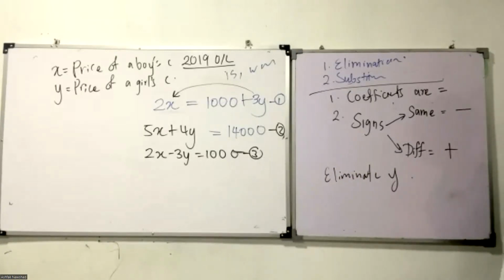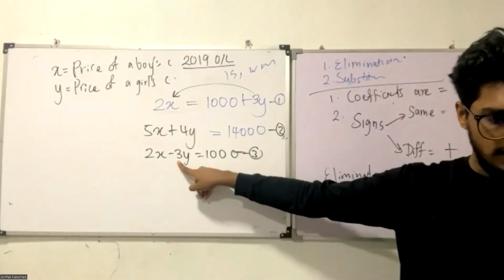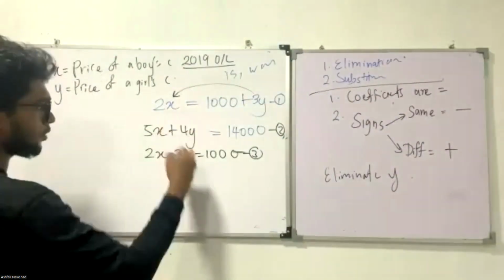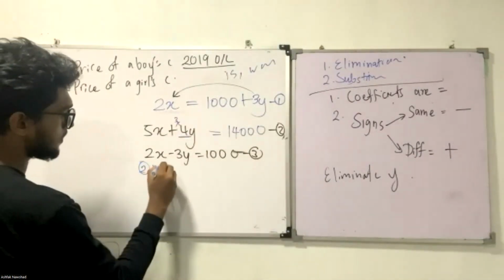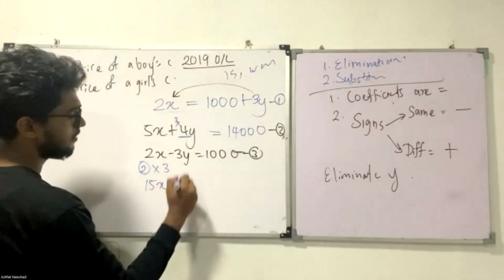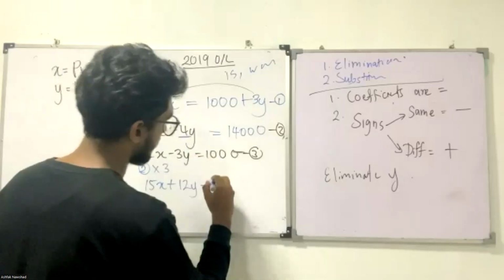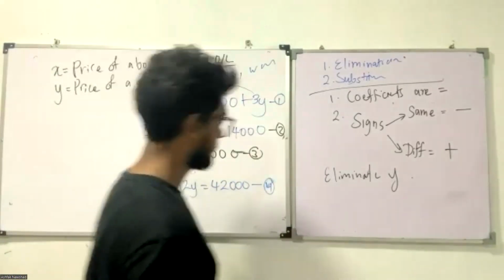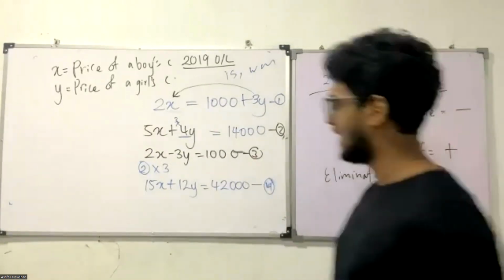If I want to eliminate y, I want to make these equal. See, 4 and 3, the LCM is 12. So I can make these two 12. I'm going to multiply the second equation by 3, 4 times 3 is 12. So the whole equation gets multiplied by 3. 5 times 3 is 15, 4 times 3 is 12, and 14,000 times 3 is 42,000. This is the fourth equation. We are going to get 5 equations here, and that's all right because somehow we'll end up with the answer.